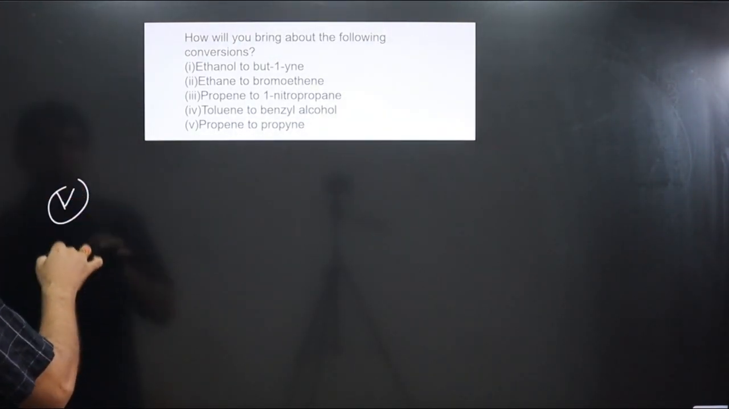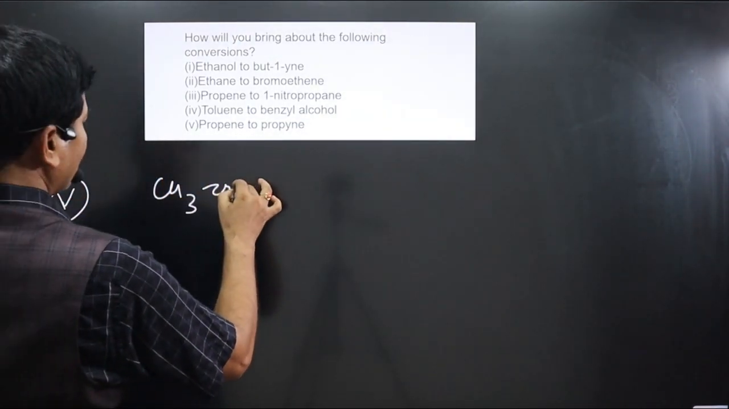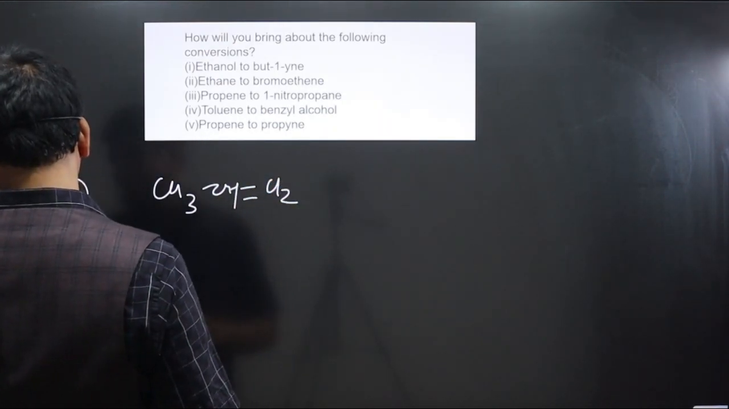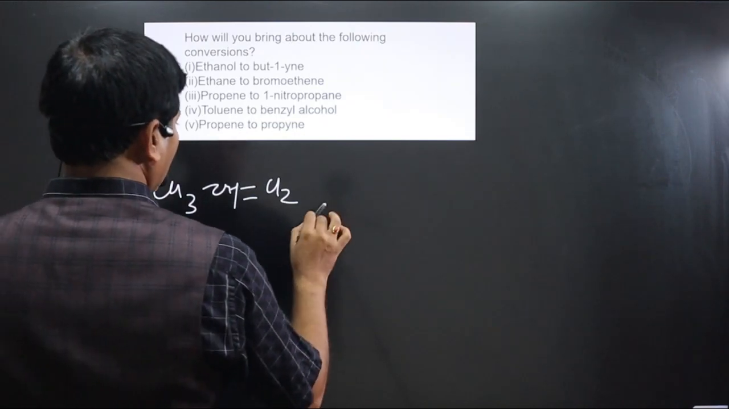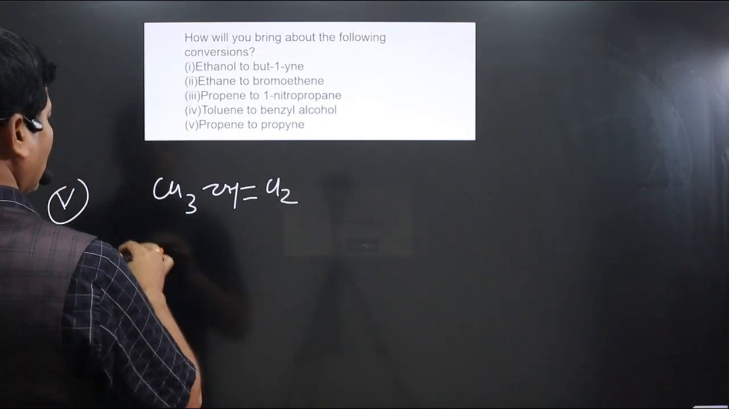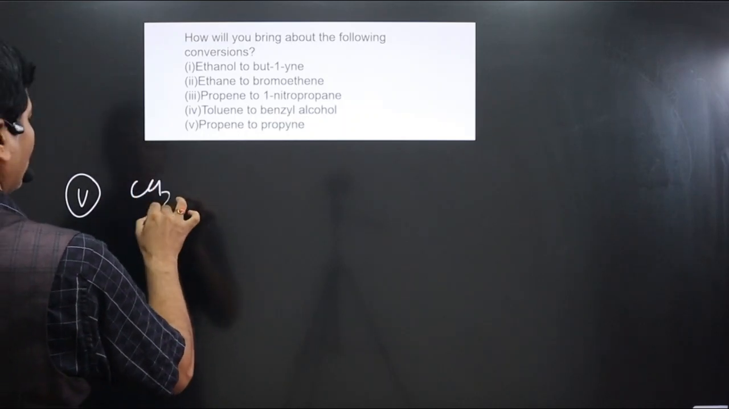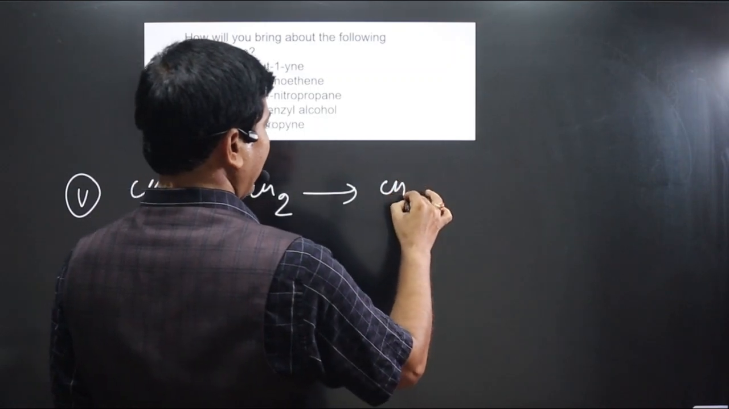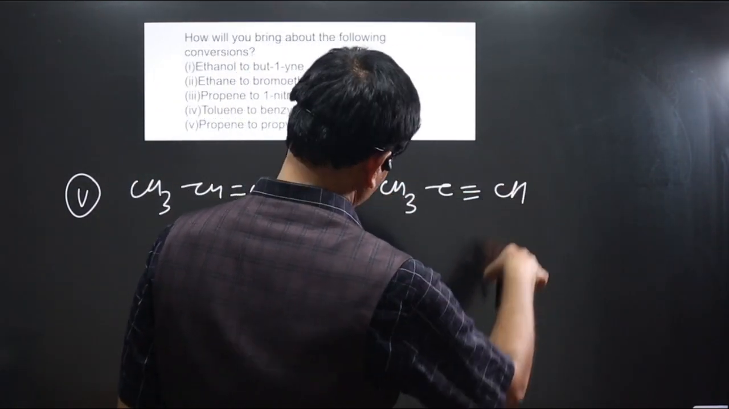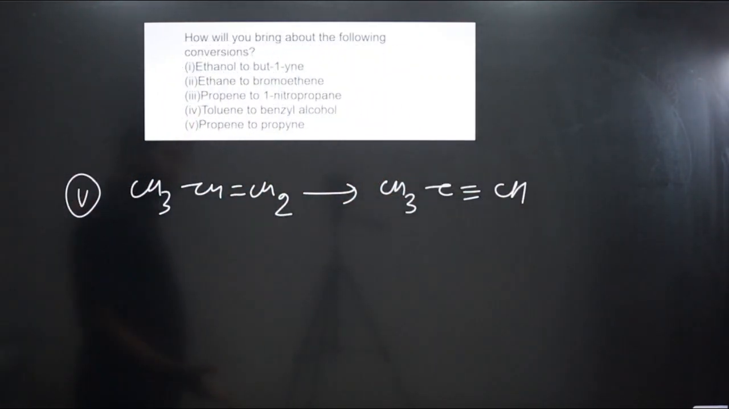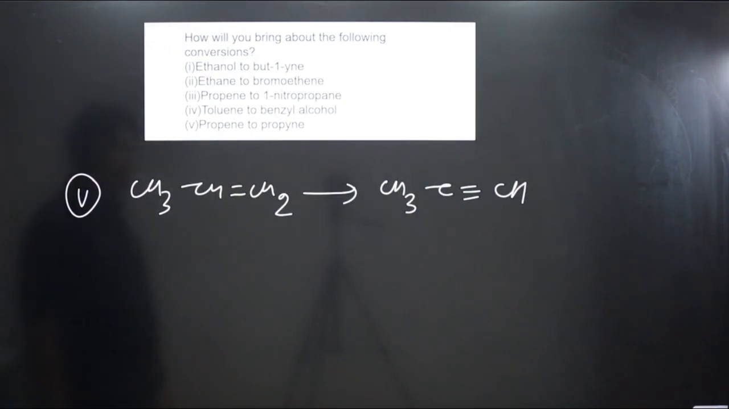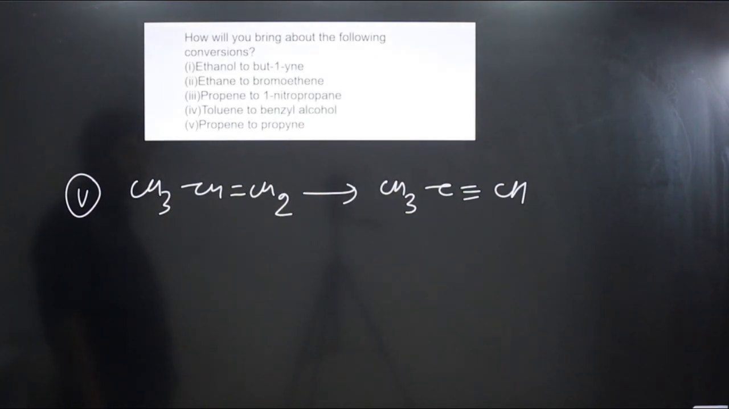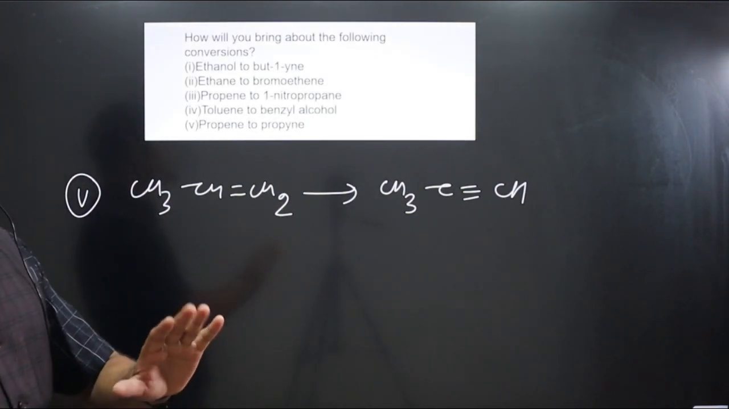We have the fifth one, propene, CH3, this is CH double bond, and this is double bond CH2. Sorry, let me correct it. We have the fifth one, CH3, CH double bond CH2, and it is to be converted into CH3, C triple bond CH. One more pi bond we have to introduce. The number of carbons is the same, so we do not focus on changing the number of carbons. Focus on converting the double bond into a triple bond.